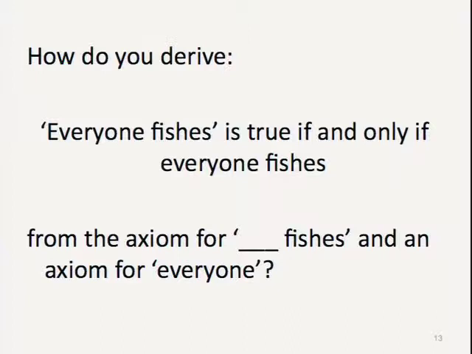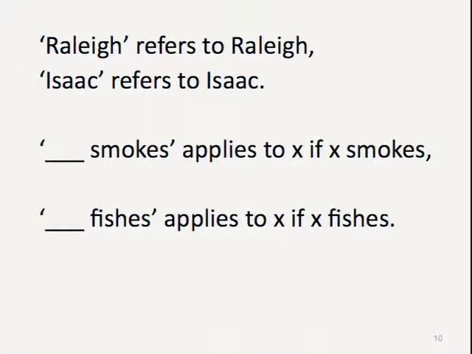Yeah, the thing is, what is so good about the first answer is that the axiom for fishes says fishes applies to a particular object if and only if that thing fishes, right? And the first suggestion really catches that. So everyone is hooking up to the axiom for fishes, right? That was the thing about working through all the names, yeah?